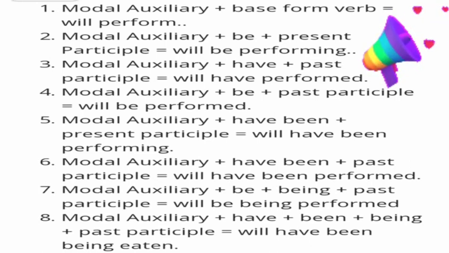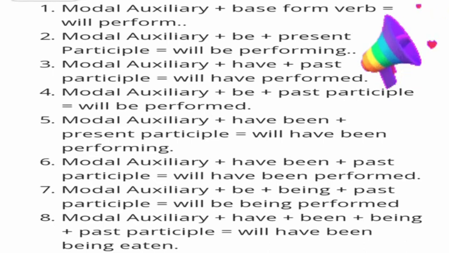It is the future perfect tense. Then modal auxiliary verb plus be plus past participle, will be performed. It is the passive form of the future tense. Then modal auxiliary plus have been plus present participle, will have been performing. It is the future perfect continuous tense.